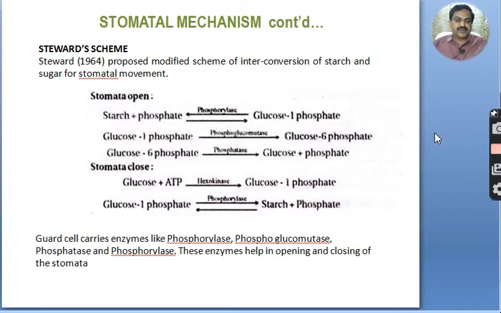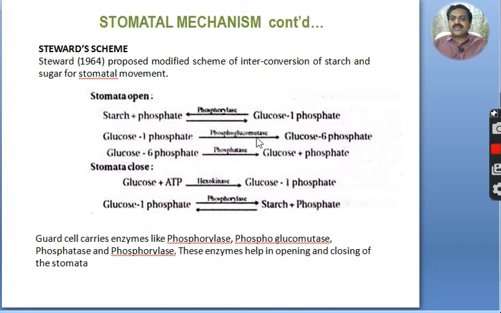Glucose 6 phosphate, again by the enzyme phosphorylase, gets converted into glucose and phosphate, where inorganic phosphate gets released from the glucose, and this inorganic phosphate reacts with the ADP, and ADP is thus converted into ATP. An ATP molecule is released in this reaction.